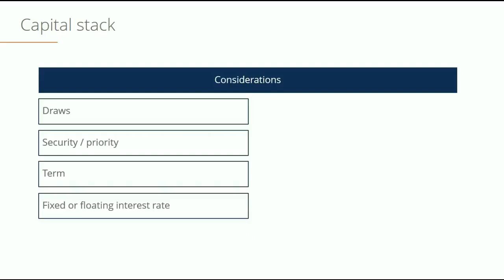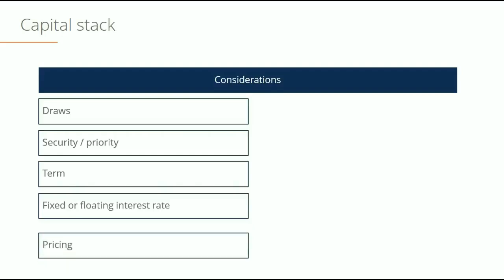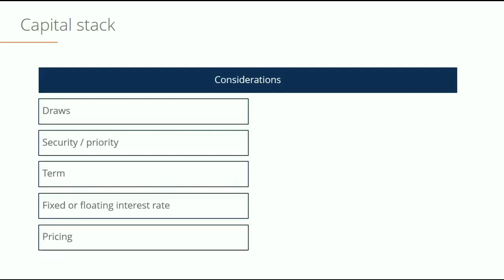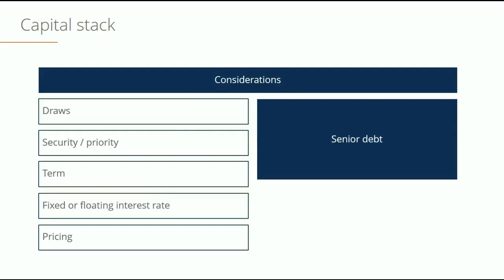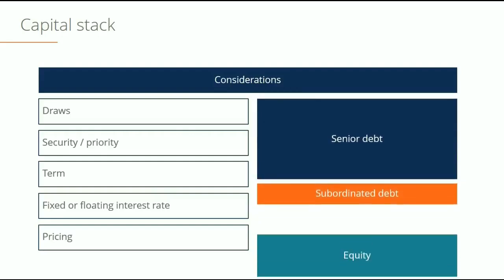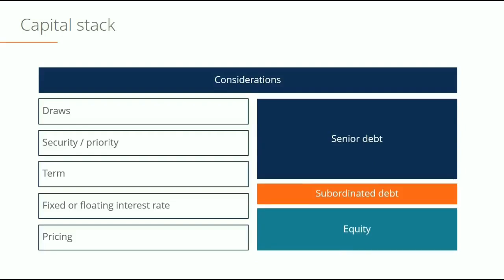We'll then have to analyze the trade-off between fixed and floating interest rates and give careful consideration to pricing around the equity. So when we look at the capital stack together, we've got three components. The riskiest at the bottom is equity. In the middle, we've got subordinated debt. And then at the top, the most secure, we have senior debt.